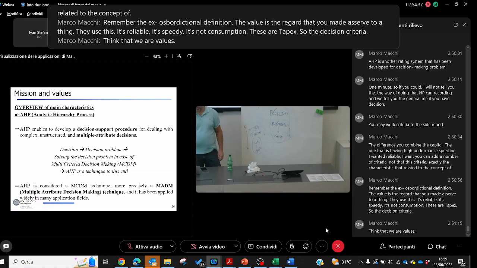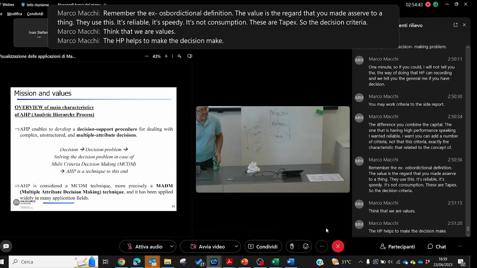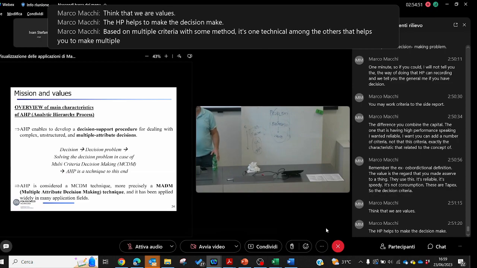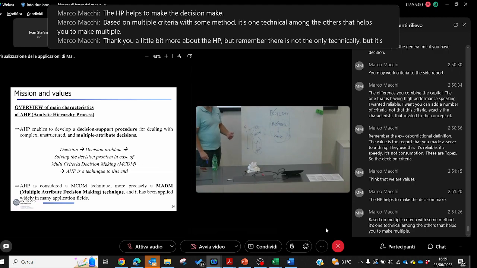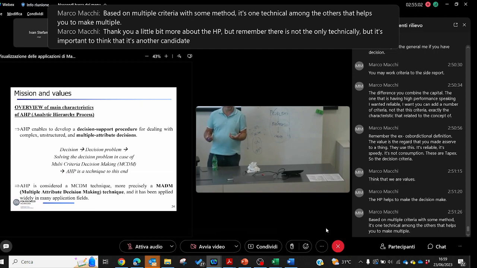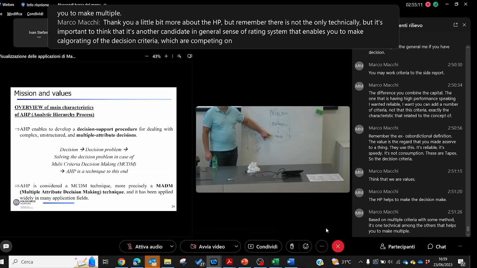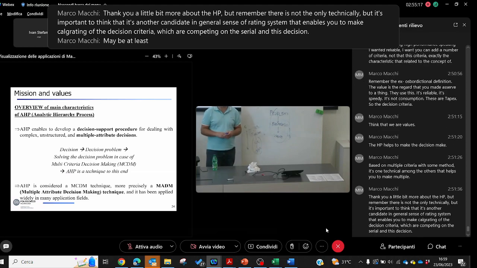The AHP helps you to make a decision based on multiple criteria with some method. It's one technique among others that helps you to make multi-criteria decisions. I will tell you a little bit more about the AHP, but remember that it's not the only technique. But it's important to think that it's another kind, in general sense, of rating system that enables you to make a kind of rating of the decision criteria which are competing on a decision. And these decision criteria may be, at least we think about this recently, for the open course.